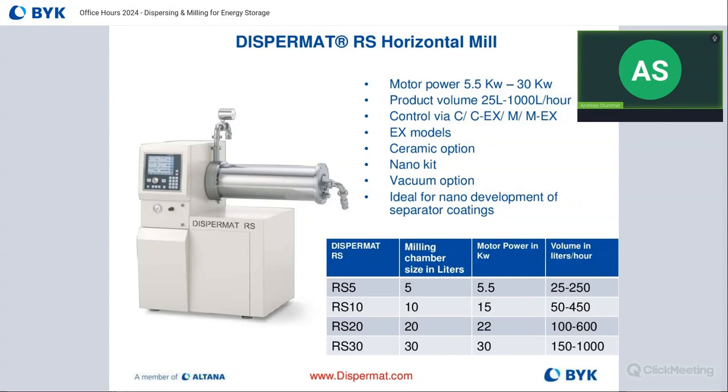Here's a little more information on the production side horizontal mill. Again, we have ceramic capability. We can add a nano kit. We have a vacuum option. So many different configurations can be picked to meet your requirements for your application.